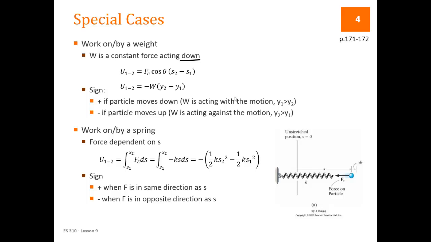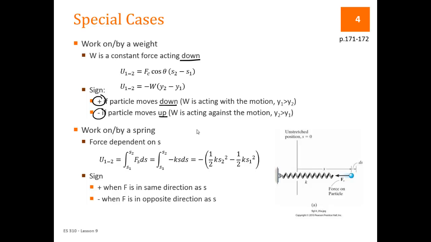Because work is positive if we move in the direction of the force. So W is acting down, we move down, it's positive. W is acting down, we move up, it's negative. And the expression would be the force times the distance in the vertical direction, which we call y. Okay? We can also get work done by or on a spring.